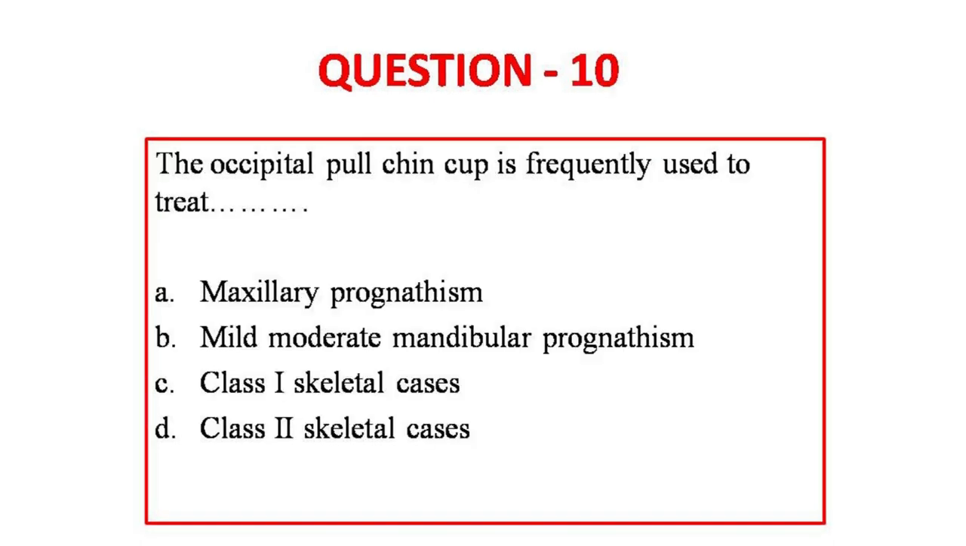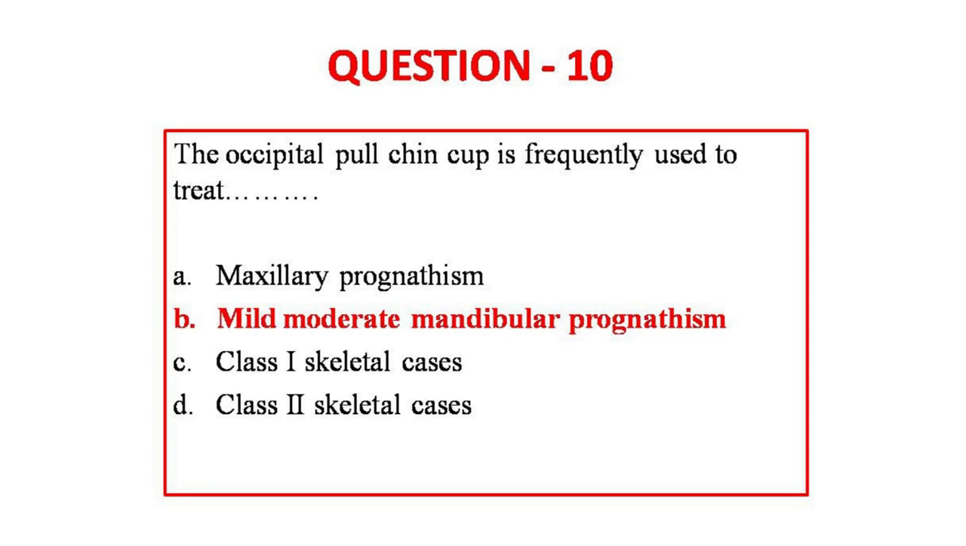The occipital pull chin cup is frequently used to treat maxillary prognathism, mild moderate mandibular prognathism, class 1 skeletal cases, and class 2 skeletal cases. The answer to this question is B, mild moderate mandibular prognathism.